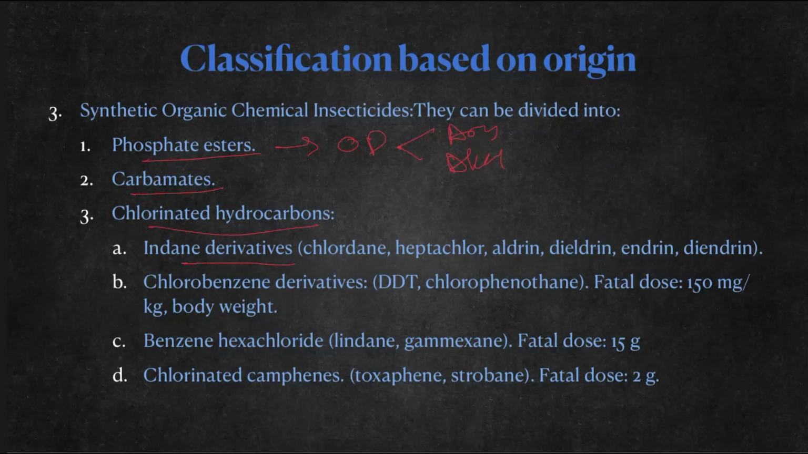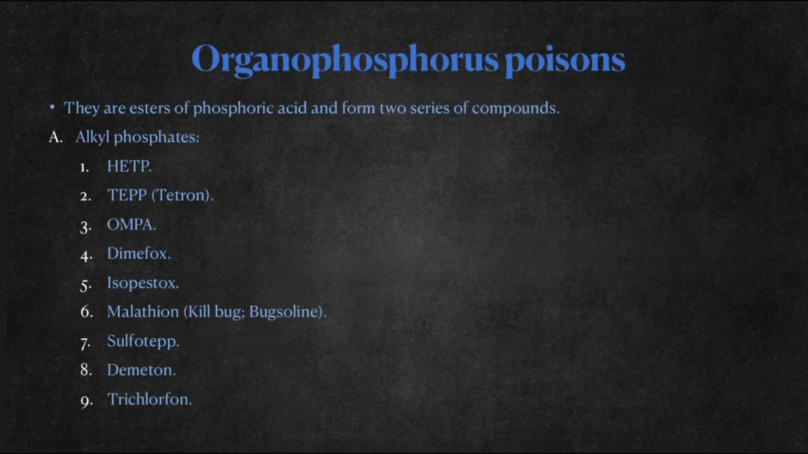Among them there are indane derivatives like chlordane, heptachlor, aldrin, dieldrin, etc. Then chlorbenzene derivatives like DDT, chlorphenethane, benzene hexachlorides, and chlorinated camphenes. These are all synthetic organic chemical insecticides, and among them organophosphorus are again commonly used, and in this video we will mainly discuss them. Coming to organophosphorus poisons, these are esters of phosphoric acid.